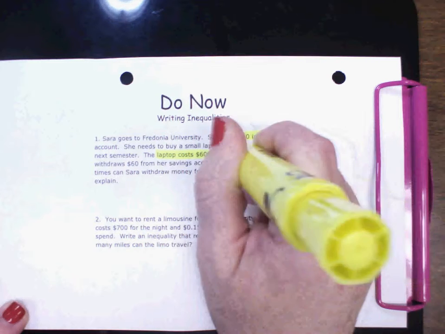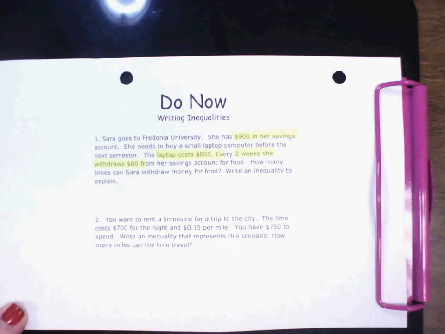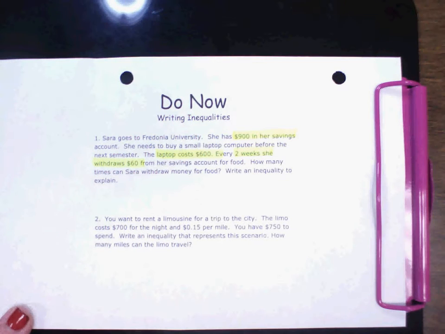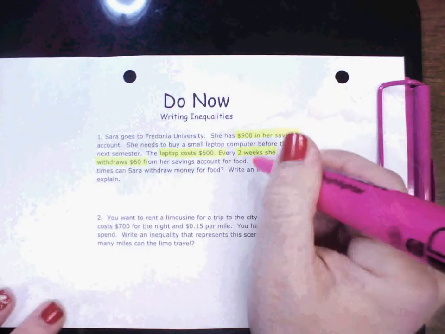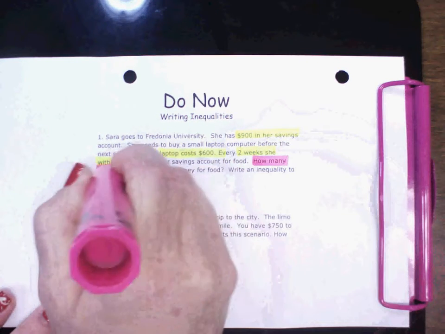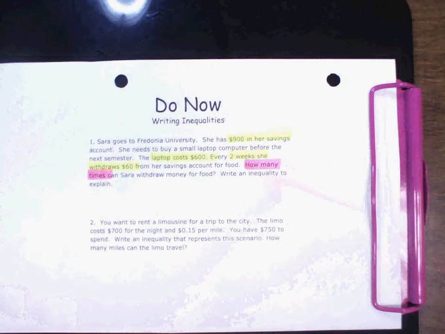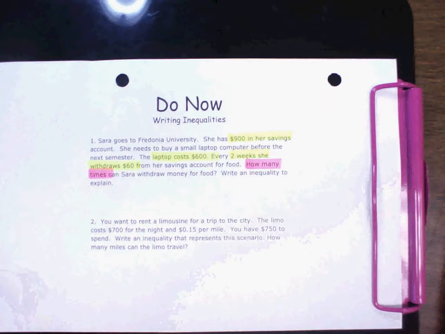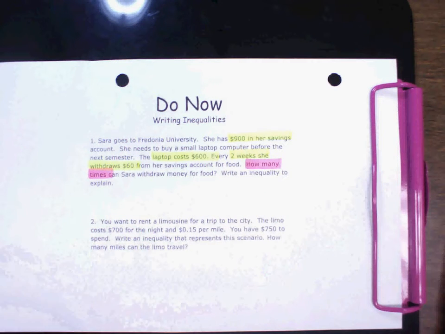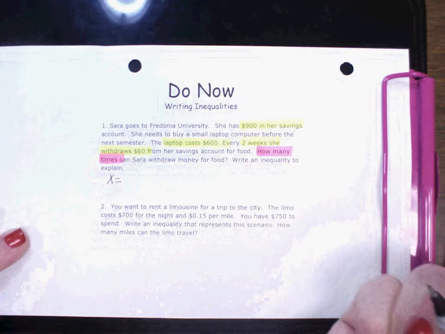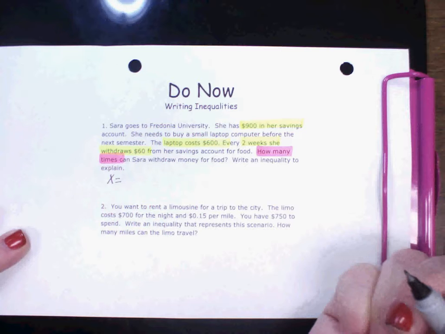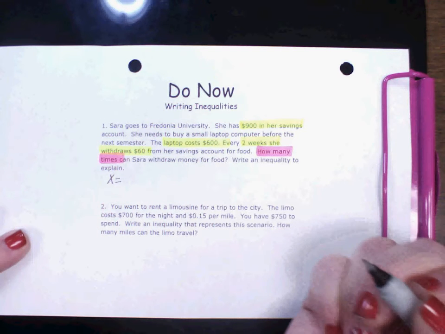Every 2 weeks she withdraws $60 from her savings account for food. How many times can Sarah withdraw money for food? So that's my x, and we've got to write an inequality. So let's start by defining my x. What is my x?